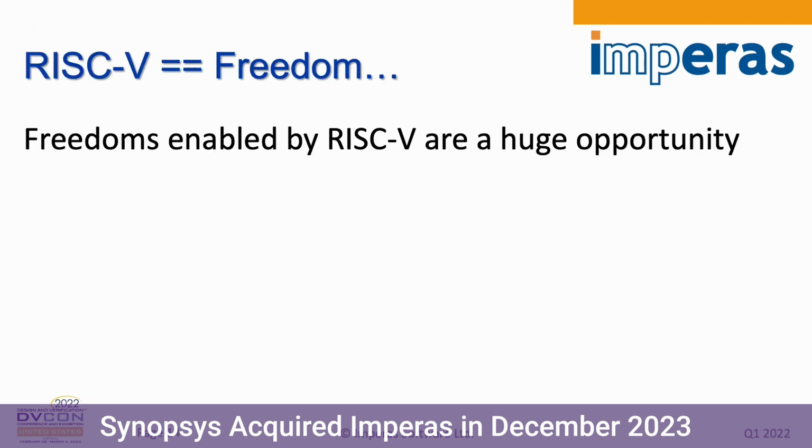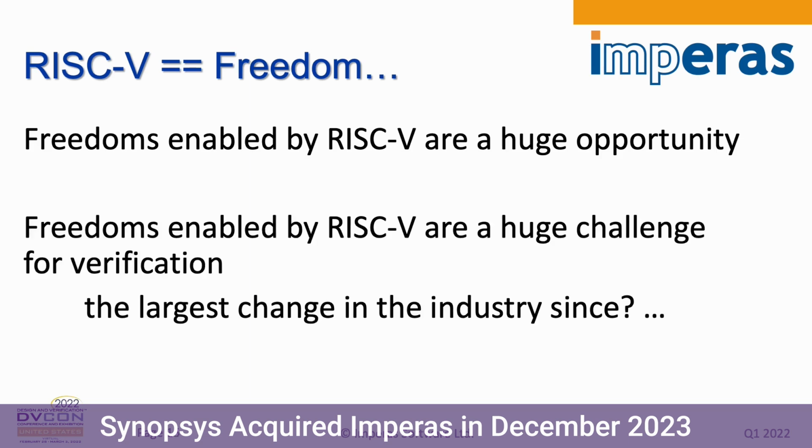Okay. Now, what RISC-V does is it gives you freedom, because you can do pretty much anything you want. You can change anything you want and do what you need with it. But when you get freedom, you get a huge challenge in verification. And it's probably, in terms of the verification world that we live in, the biggest challenge and change that we've had since I don't know when. It's a huge tsunami of challenge that's coming for us all.